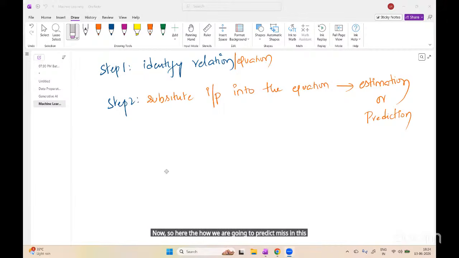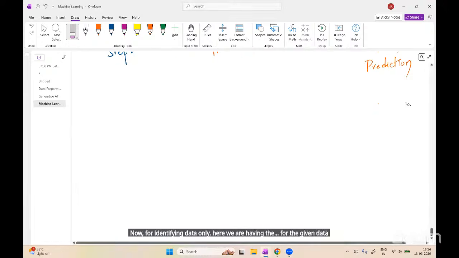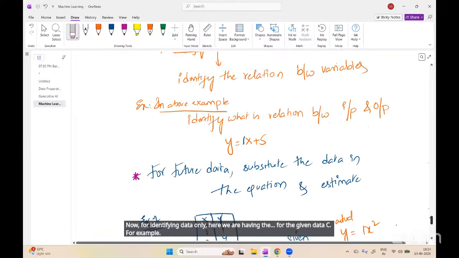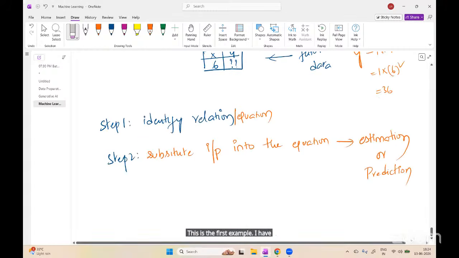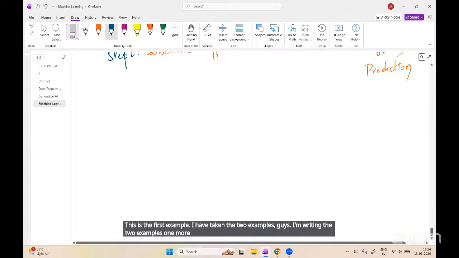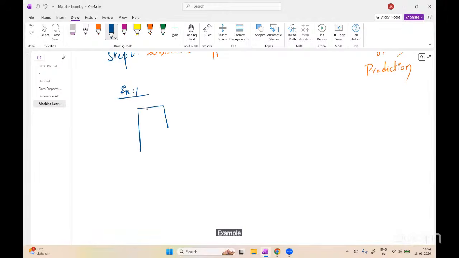Now, here, how we are going to predict, miss, in this way. First, we have to identify the relation. For the given data, see, for example, above is there. This is the first example. I have taken the 2 examples, guys. I'm writing the 2 examples one more time here. Just my previous examples only. Example number 1. X: 1, 2, 3, 4, 5. Y: 6, 7, 8, 9, 10. Example number 2.